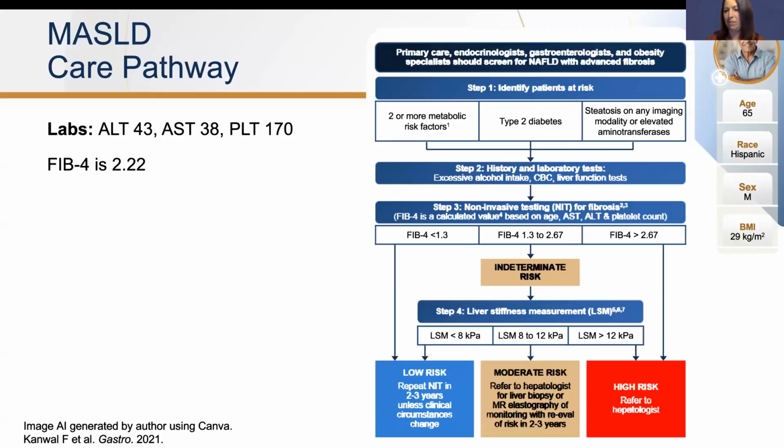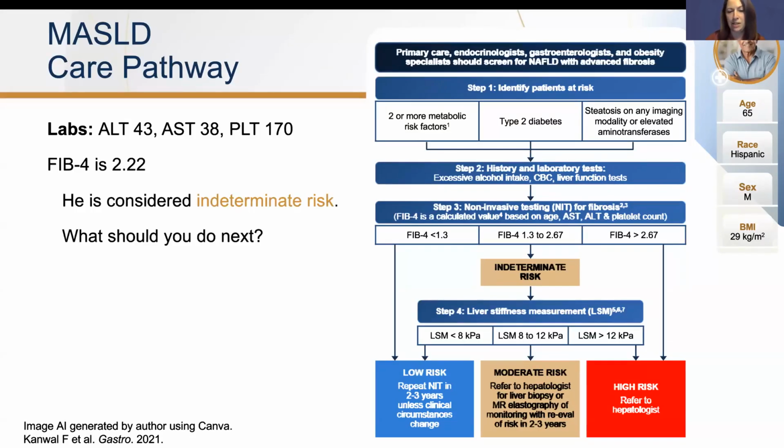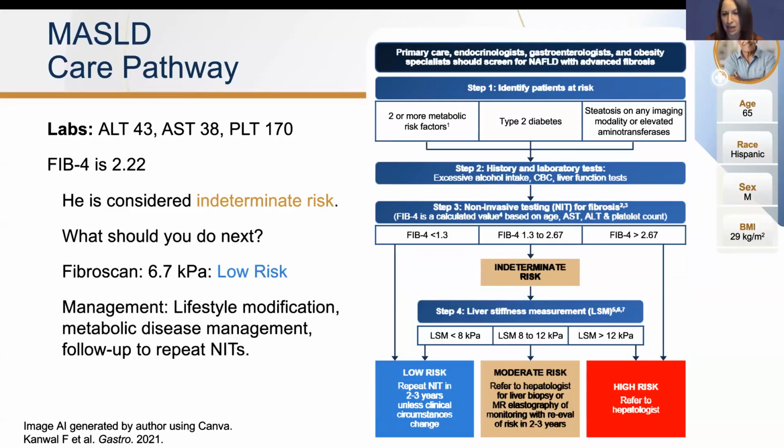So the next step in his care is to determine if he has any underlying liver fibrosis. The stage of scarring in his liver will greatly impact the further care we provide for him. So it's important to know where we're sitting. The first thing we like to calculate is the FIB-4 score, and this takes into account the patient's age, their ALT, AST, platelet count. For this patient, his FIB-4 comes back at 2.22, which puts him at indeterminate risk for advanced liver fibrosis. So the next step would be to obtain a FibroScan.